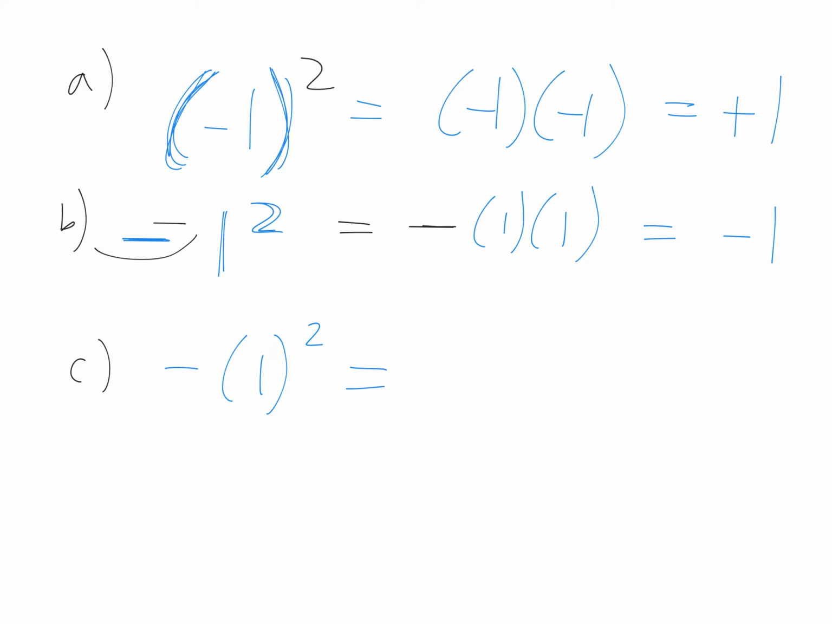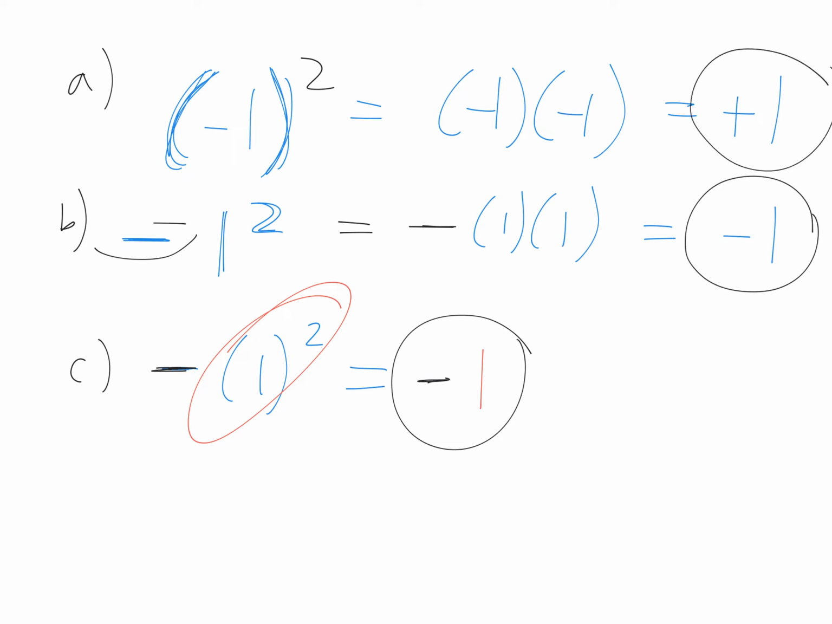What's your answer in this one? Because the negative is outside the bracket. So again, this is my power. What's 1 to the power of 2? But I have a negative outside the power, so the answer is negative 1. This answer was negative 1, and this one was positive 1.